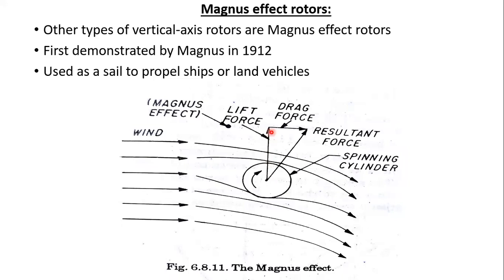The cylinders are horizontal along the track. Because these cylinders are placed horizontally along the track, these lift forces will be more than the drag forces, and the resultant force will be in this direction. So this resultant force will be perpendicular to the wind's direction, because it is equal to the lift force. Because lift forces are perpendicular, the resultant force will also be as the lift force.